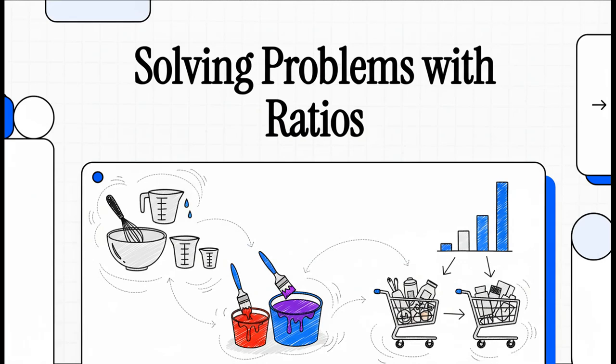You know how sometimes you need to scale a recipe for more people, or mix the perfect shade of paint, or figure out the best deal at the grocery store? Well, the secret to all of that isn't some crazy complicated math. It's a super powerful tool you're probably already using without even realizing it. It's the ratio. And today, we're going to pull back the curtain and show you how to master it.